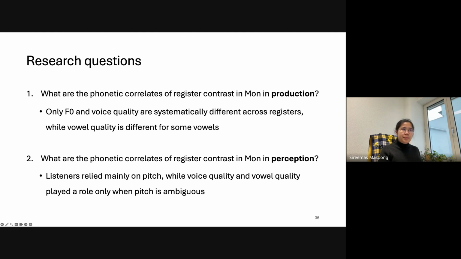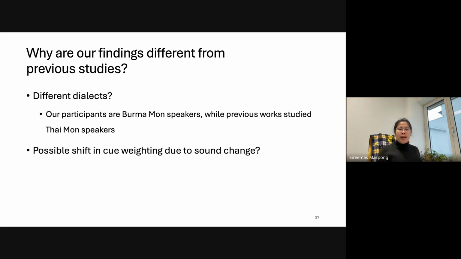So you may ask why our findings are different from some of the previous studies. We have some hypotheses. Maybe it is due to different dialects: our participants are Burma Mon speakers from Burma, while many of the previous studies worked with Thai Mon speakers who are in Thailand and are bilingual in Thai and Mon. Another possibility is that there may be a shift in cue weighting due to sound change. This is because we collected data last year and other studies collected data many years ago. So there may be sound change happening in Mon as well.